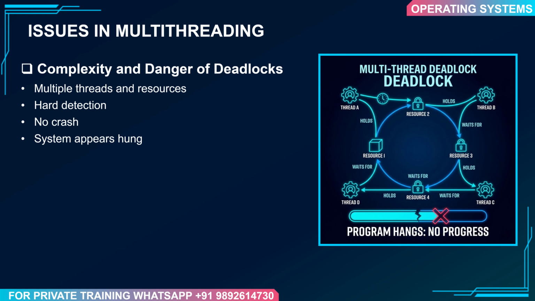Deadlocks are not limited to just two threads. They can involve many threads and many resources, making them even harder to detect. What makes deadlocks especially dangerous is that the program does not crash. It simply stops making progress. From the outside, the application looks like it is hanging.